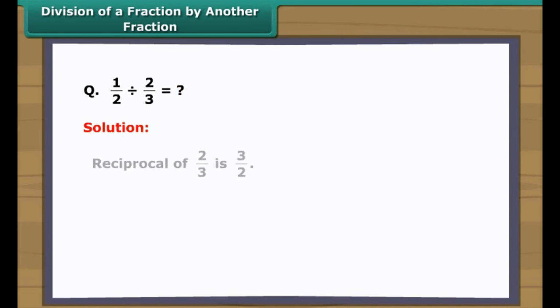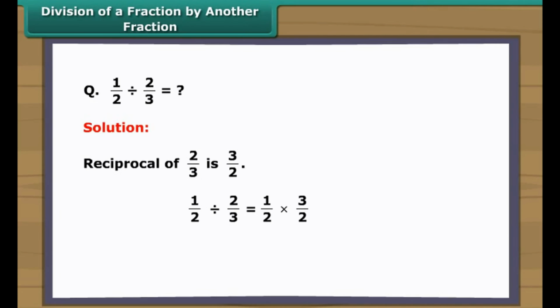Division of a fraction by another fraction. Friends, can you find half divided by 2/3 now? The reciprocal of 2/3 is 3 upon 2. Thus, half divided by 2/3 is equal to half multiplied by 3 upon 2. This is equal to 3/4. Remember, the division sign changes to multiplication sign as soon as the number on the right side of the division sign is replaced by its reciprocal. Here the number on the left side remains unchanged.